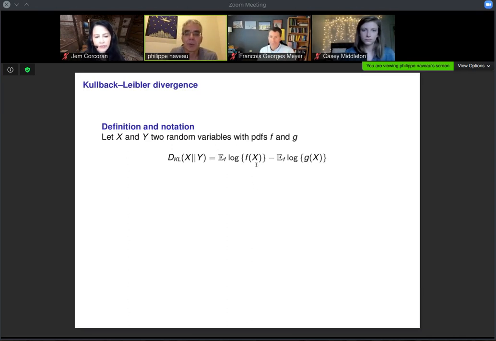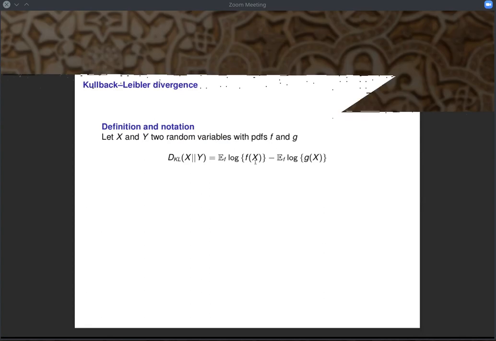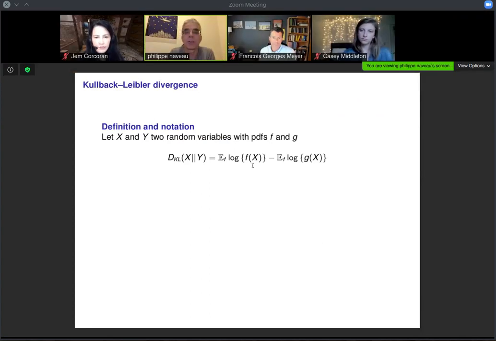If you take a random variable, let's say X, and the density, the PDF, of this random variable is f. If you apply f to X, then there's a likelihood, and if you take the expectation with respect to X, that's the expectation of log of f of X. And then if X is your target, and you want to compare to a different PDF g, you can do exactly the same computation, but just replace f by g.